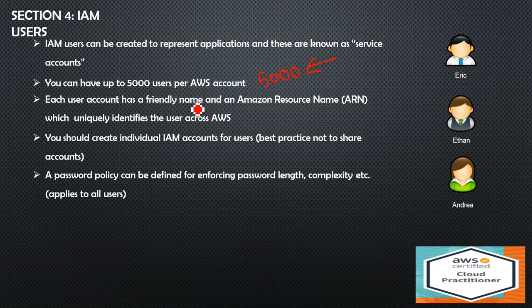Each user account has a friendly name and an Amazon Resource Name. So you have an ARN which represents that user and uniquely identifies the user across AWS. So you can just point to this ARN, and to apply policies, whatever you want to do, you can do that using that ARN.